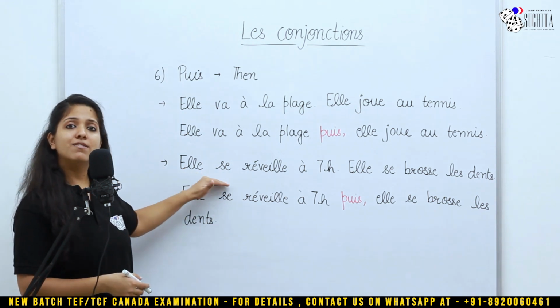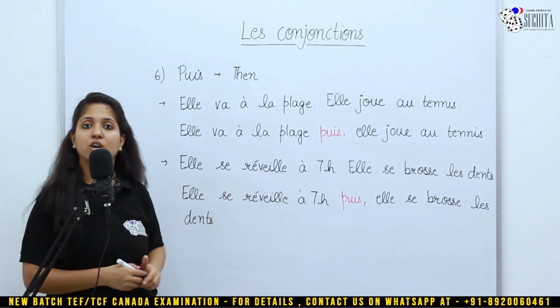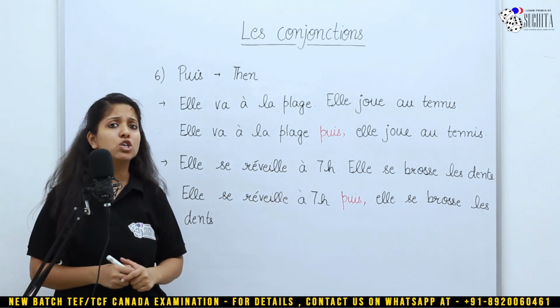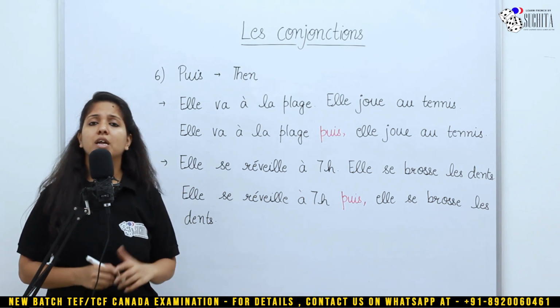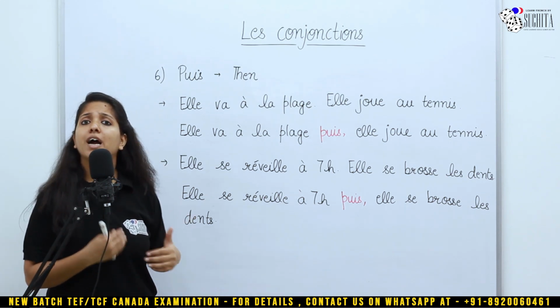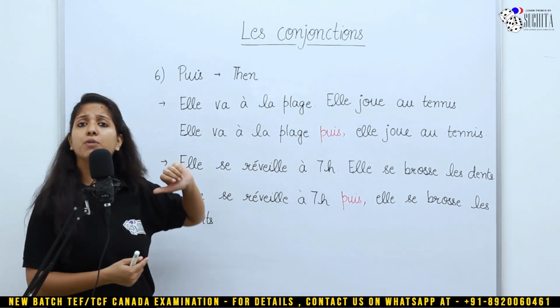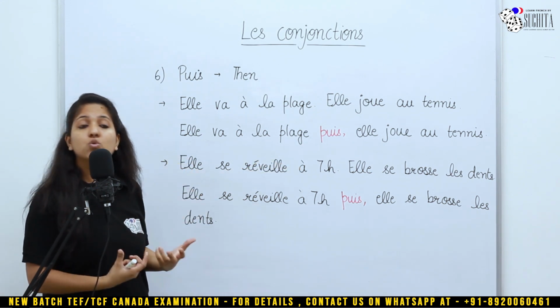Next. Elle se réveille à 7 heures. She wakes up at 7 o'clock. Elle se brosse les dents. She brushes the teeth. Now, how would you join the two sentences? Here again there is a series of events. First, she wakes up and then she brushes the teeth. So how can you do that?